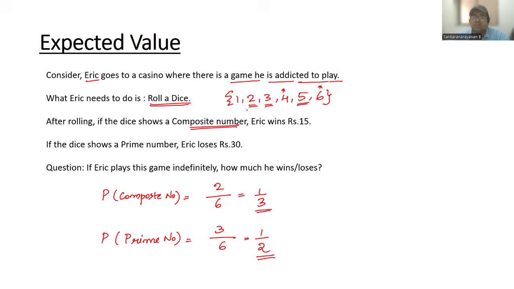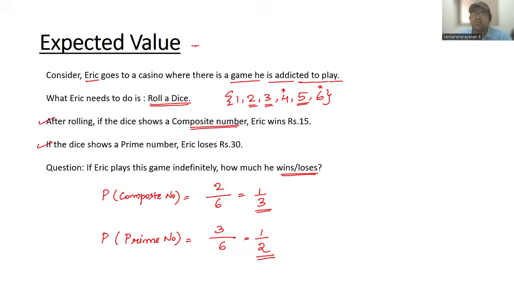So I have found out the probability that he is going to roll a composite number, and the probability that he is going to roll a prime number. Those values are ready in front of me. So in this manner, in order to calculate this expected value, in order to find out if this guy is playing this game indefinitely, how much he wins or loses, the question comes this way. Step number 1, you find out the individual probabilities of all the events that are mentioned. Now let's do the calculation.